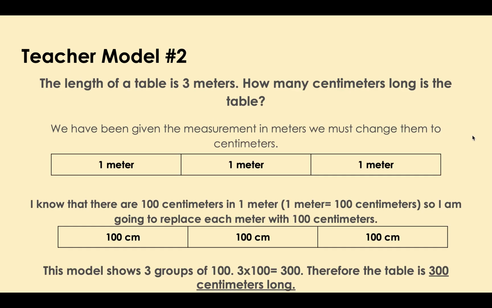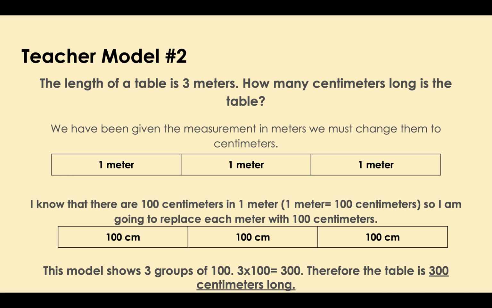Teacher Model 2. The length of a table is 3 meters. How many centimeters long is the table? We have been given the measurement in meters, and we must change them to centimeters. So again, I used a bar model, and I separated the meters. I knew there were 3 meters altogether, so I have 1 meter, 1 meter, 1 meter.